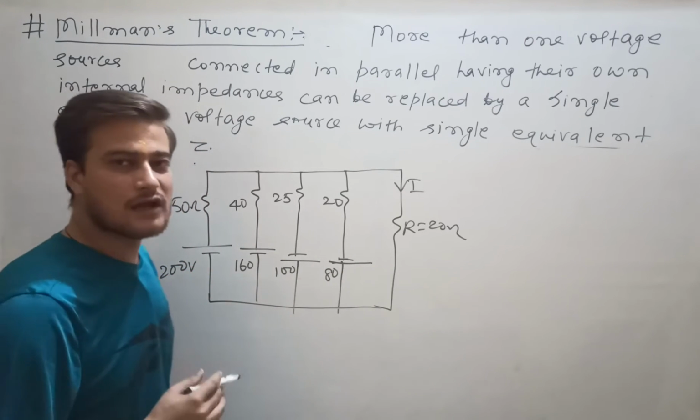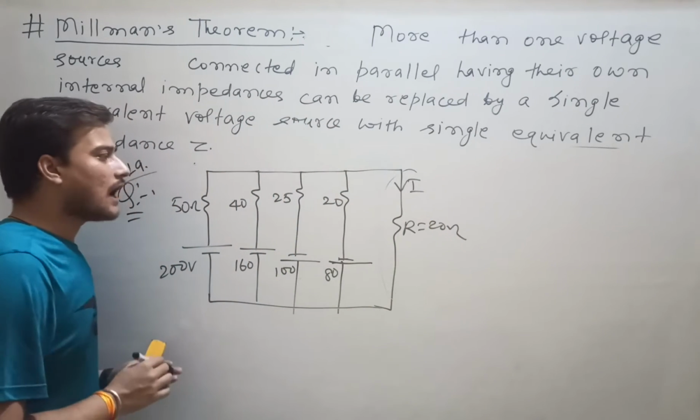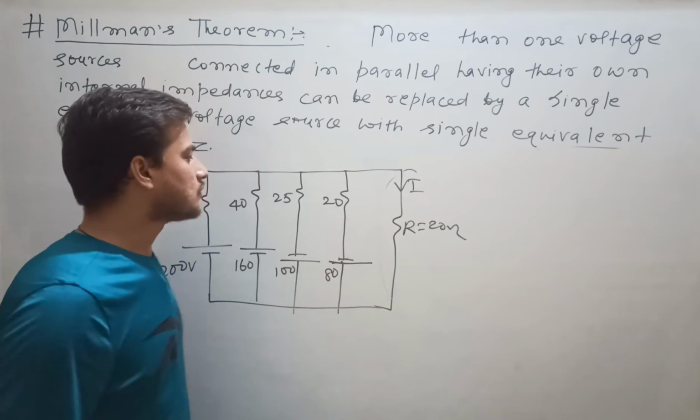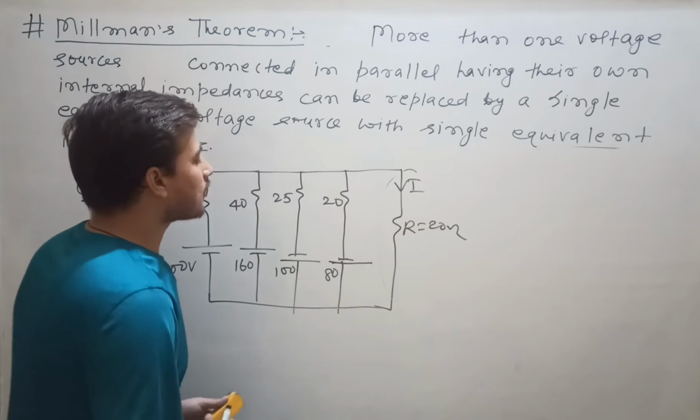You have to find the value of current I. So let us see how to find. You see, four voltage sources are connected in parallel. So you will have to use Millman's theorem.